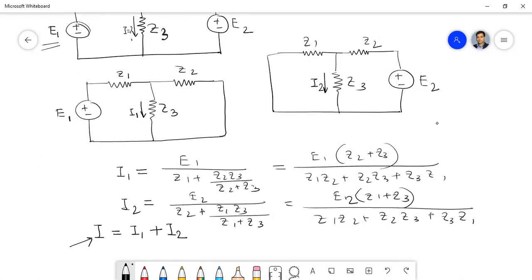Understood. The next day I will discuss the numerical problems on the superposition theorem, and then we'll discuss Thevenin's theorem. And you should do some practice, taking numerical problems from different books.